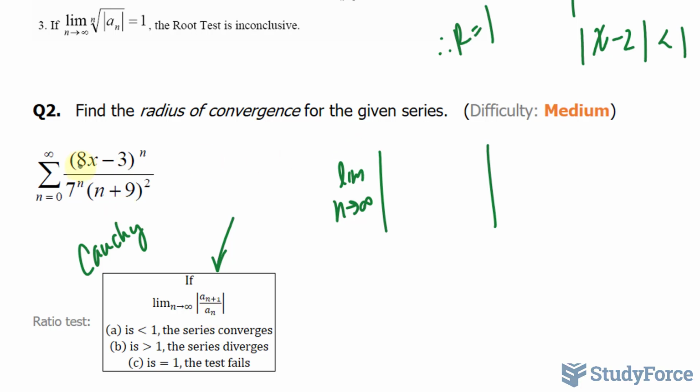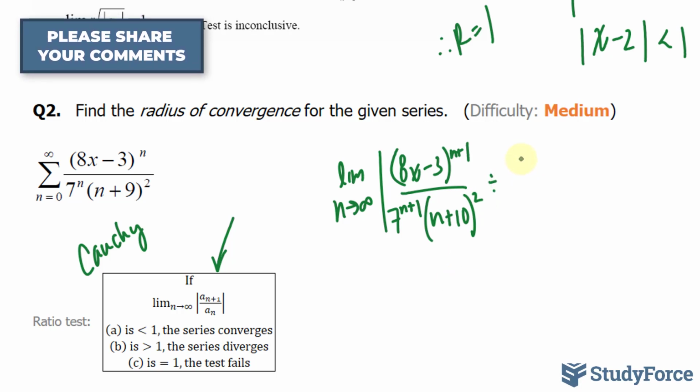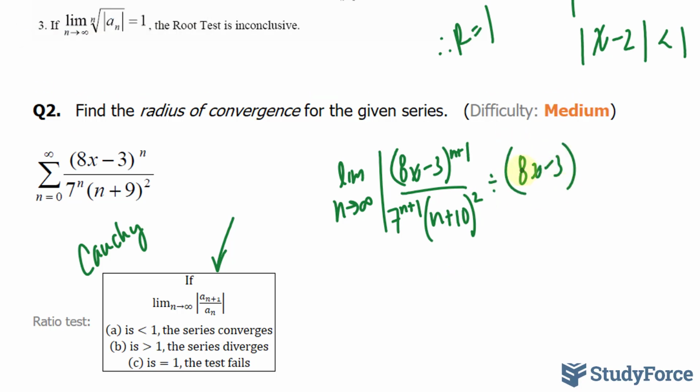So let me go ahead and do that. The top part becomes 8x minus 3 raised to the power of n plus 1, and the bottom becomes 7 to the n plus 1 times n plus 1 plus 9, which is n plus 10, raised to the power of 2, and this is being divided by the series, which is 8x minus 3 to the n over 7 to the n times n plus 9 raised to the power of 2. It's written right here. Remember that when you divide fractions, you flip the second fraction and multiply instead. So I'm going to show that.